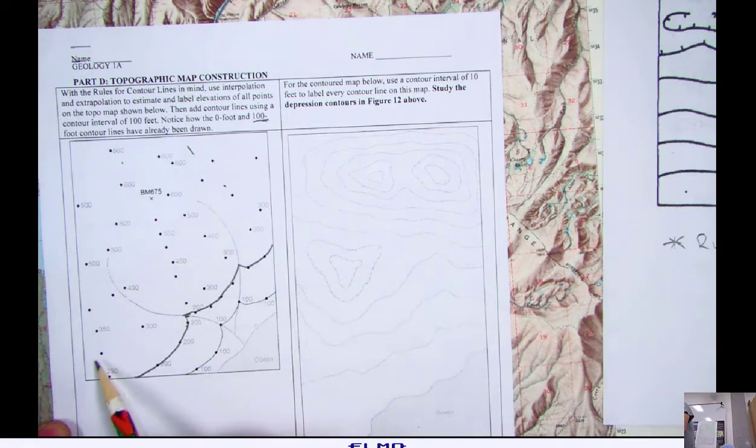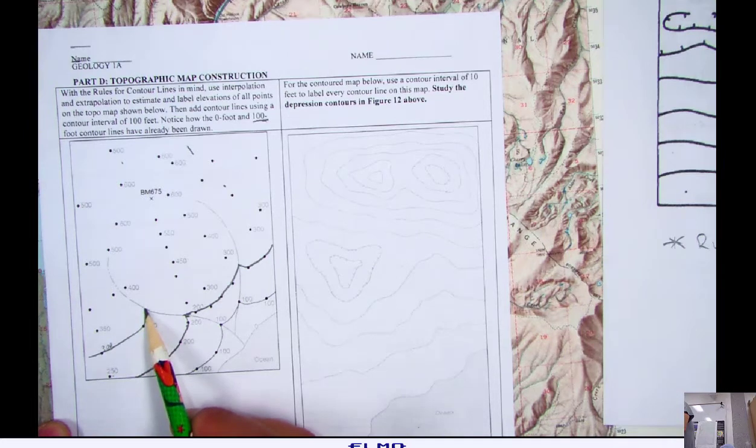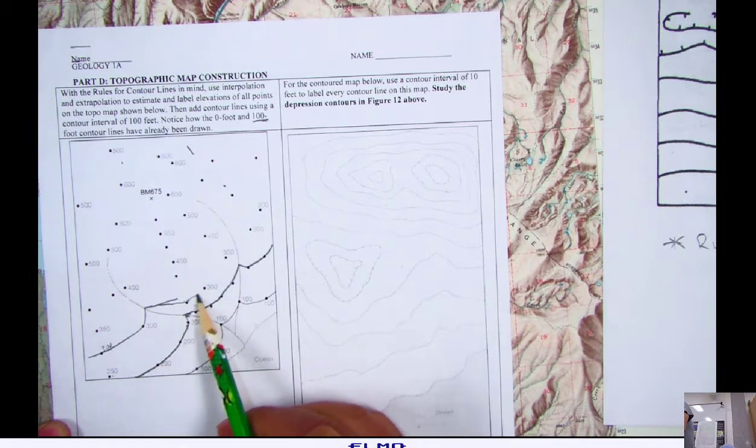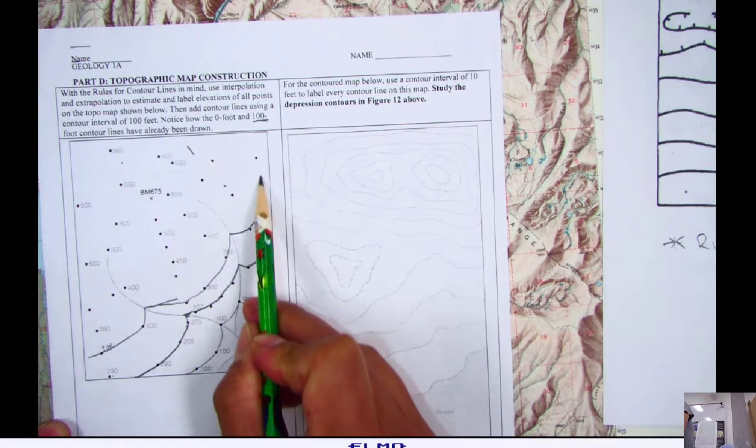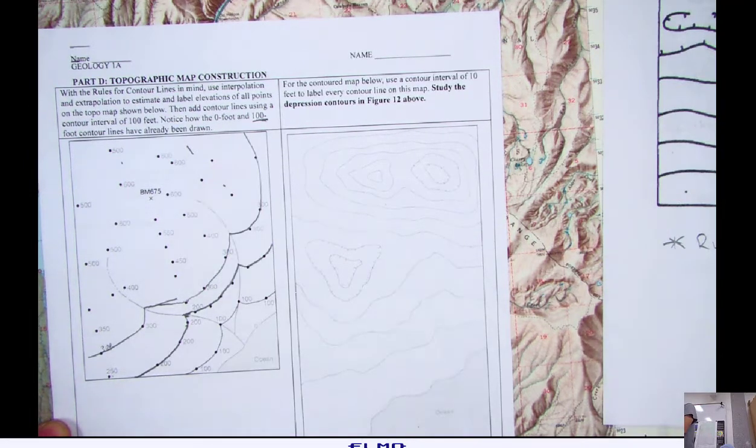So for 300, this must be 300 right here. We would draw our line going 300, do a little rule of V there, come down. Well, that must be 300 right there. So we'll actually just go through that point right there. And then through there, and then do another rule of V there, go through there, and that's probably 300 up there, and we're going off the page there, right?